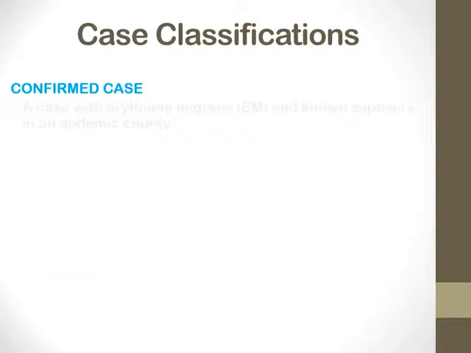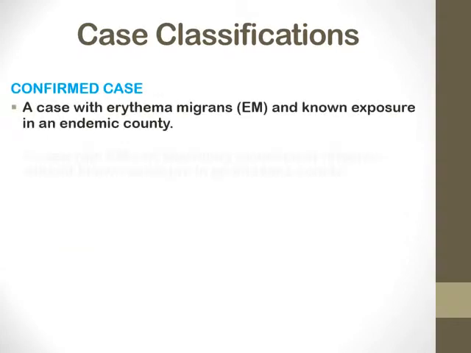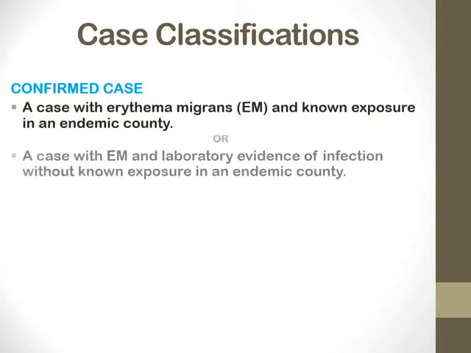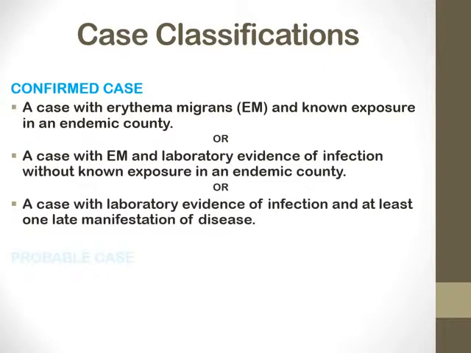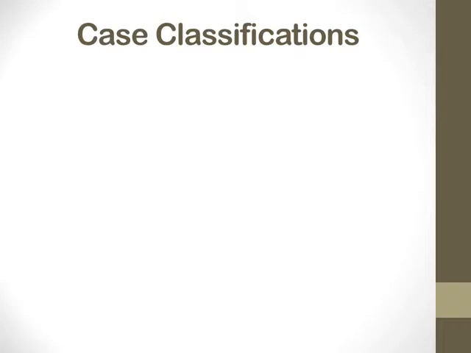Let's go through the different case classifications. To be a confirmed case, there are three possible scenarios. A case with erythema migrans and known exposure in an endemic county, a case with EM and laboratory evidence of infection without known exposure in an endemic county, and a case with laboratory evidence of infection and at least one late manifestation of disease. For probable cases, there is only one scenario, a case with laboratory evidence of infection and physician diagnosed but lacking clinical evidence of infection.